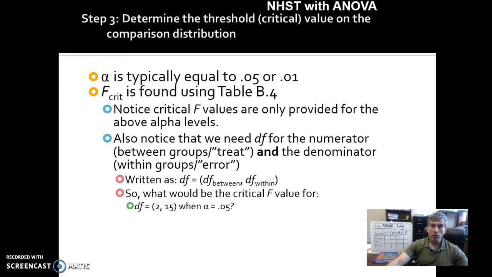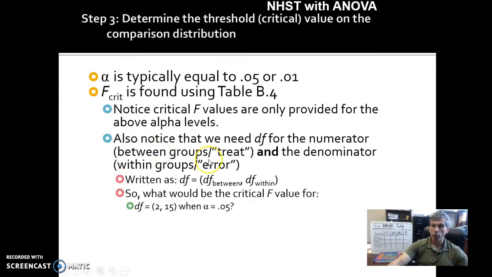And as always, you might use it some for your practice problems, your homework problems, but you won't be using it on anything graded. It's not a skill that we really want to test. It just illustrates kind of how this works. So notice again that we only have F values for 0.05 and 0.01, and what color the text is determines that. Also notice that you need degrees of freedom separately for the numerator and the denominator.